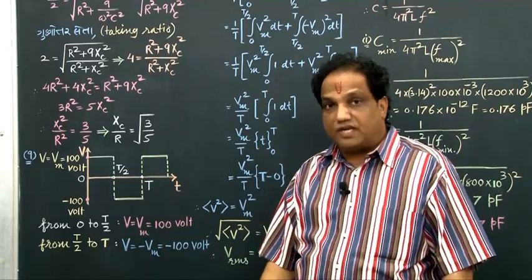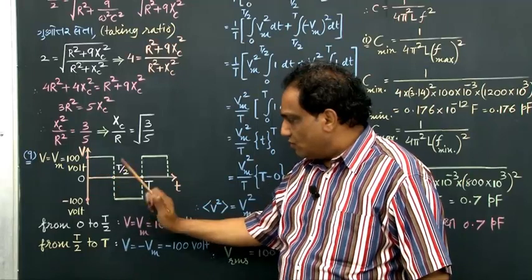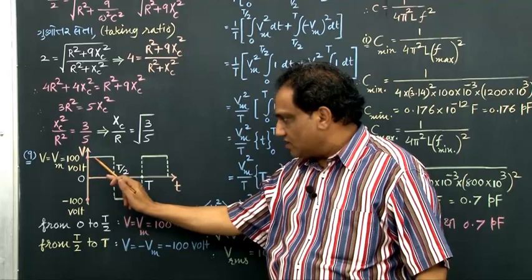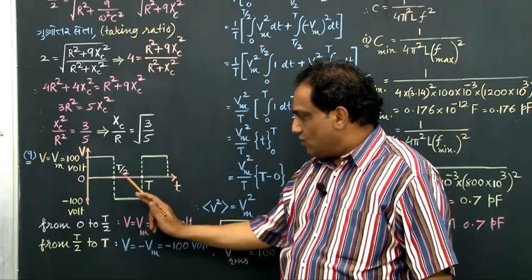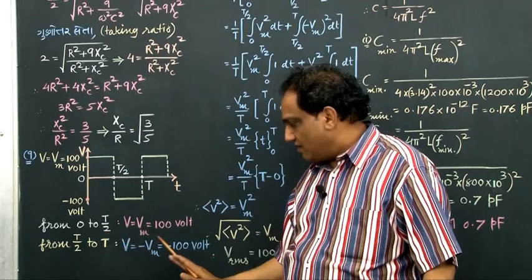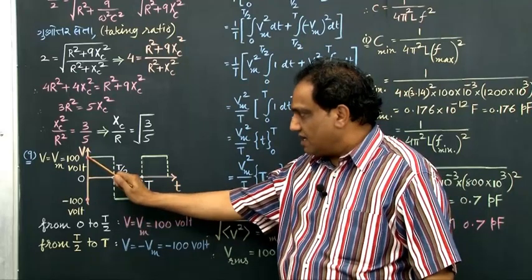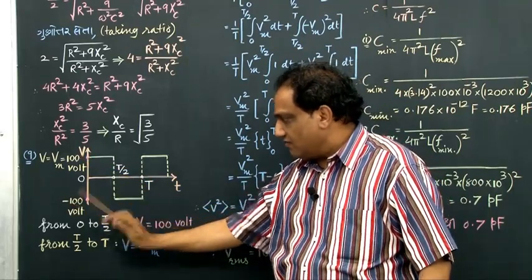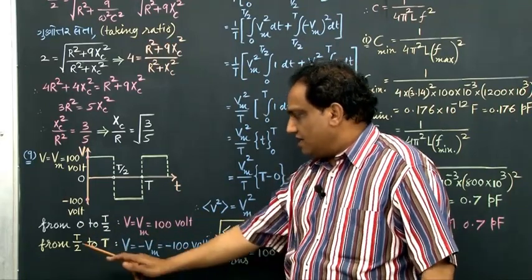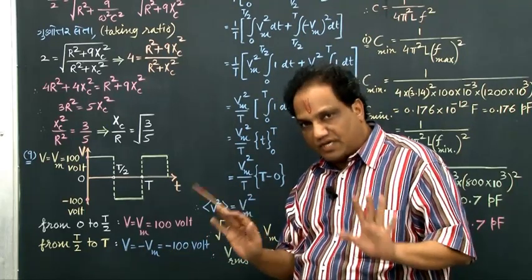Now, what does this voltage wave shape indicate? It indicates that between 0 to T by 2, voltage is equal to Vm, which is 100 volt, and that remains constant. Between T by 2 and T, the voltage value remains equal to minus Vm, which is minus 100 volt, constant. This is plus Vm, this is minus Vm, this is plus 100, this is minus 100 volt, correct.